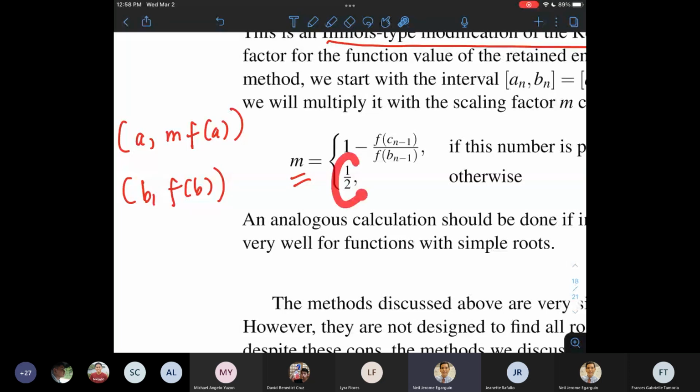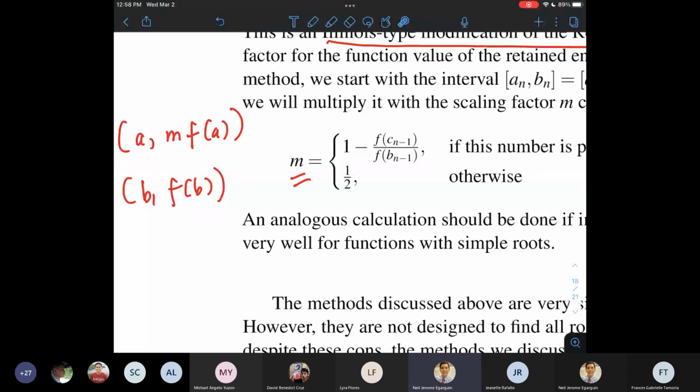Alright? So 1/2 na lang yung multiply natin. Okay? So this kind of takes care of the slope. Mas pinabibilis niya. Kung yung 1/2 ay masyadong maliit, pwede pa natin liitan yung scaling factor para mas bumaba pa yung function value nung na-retain na endpoint. So ito yung gagamitin natin na formula.